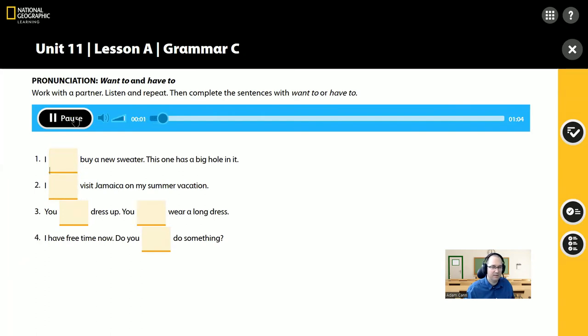In spoken English, want to can sound like wanna. Instead of hearing I want to go, you might hear I wanna go. Also, have to can sound like have to. Instead of hearing I have to go, you might hear I have to go.